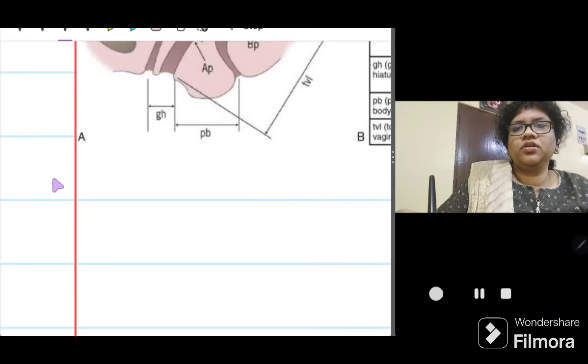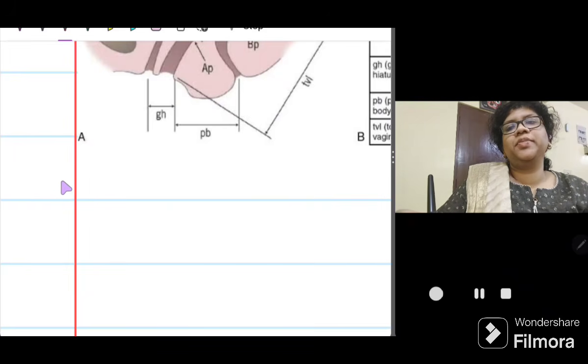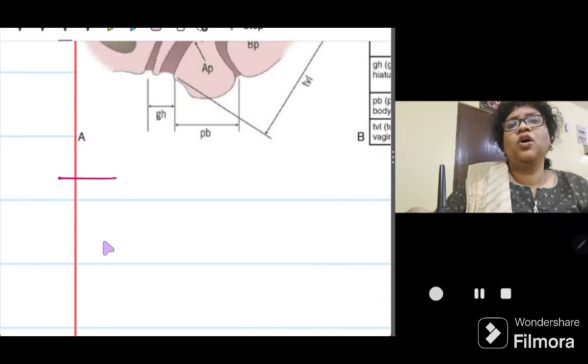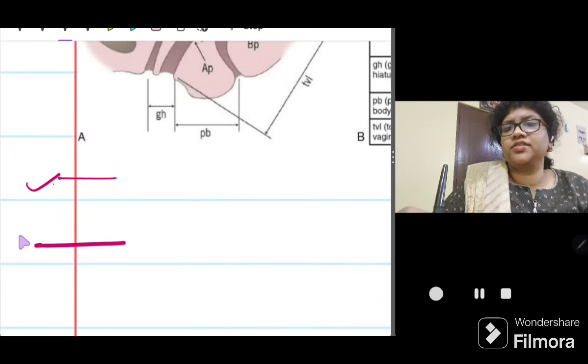So the stages are basically based on the maximal extent of the prolapse relative to the hymen in one or more compartments. Okay, so it can be in the anterior compartment or it can be in the posterior compartment. So based on the maximal extent of prolapse relative to the hymen.